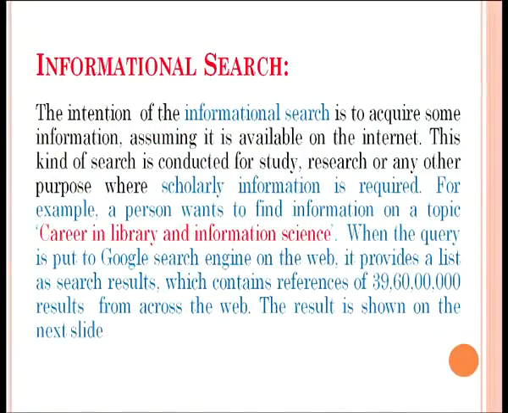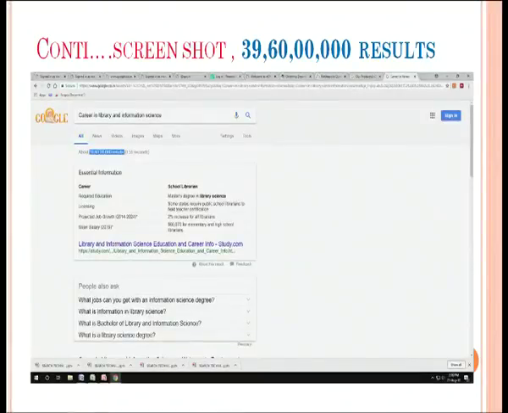The intention of the informational search is to acquire some information, assuming it is available on the internet. This kind of search is conducted for study, research or any other purpose where scholarly information is required. For example, a person wants to find information on the topic careers in library and information science. When the query is put to the Google search engine on the web, it provides a list of search results, which contains around 396 million results from across the web. Results are shown in this slide. You can see there are 396 million results showing careers in library and information science.